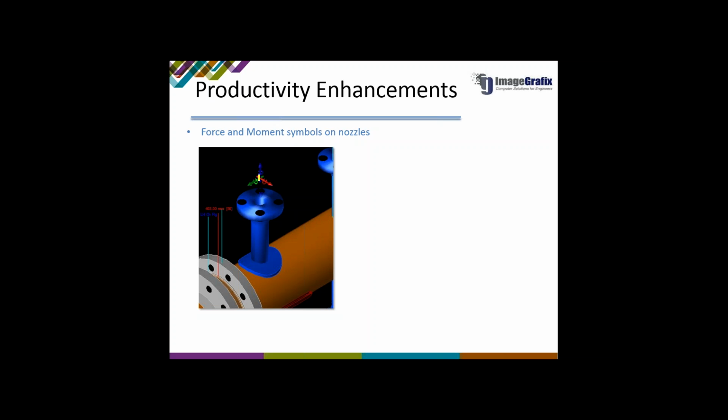Then the next productivity is the forces and moment symbol on the nozzle. This is just a symbolic representation; it doesn't have any connection with the design. It just indicates that this is the nozzle where we have applied the local stress analysis. In the earlier version, we applied the local stress analysis on a few nozzles, but after some days we were not aware, and we used to click on each and every nozzle to check whether we had applied the local stress analysis. But now, by seeing the 3D model itself, you can figure out that this is the nozzle where the local stress analysis has been applied, so we are doing the WRC calculation for this nozzle. This is just a graphical representation.